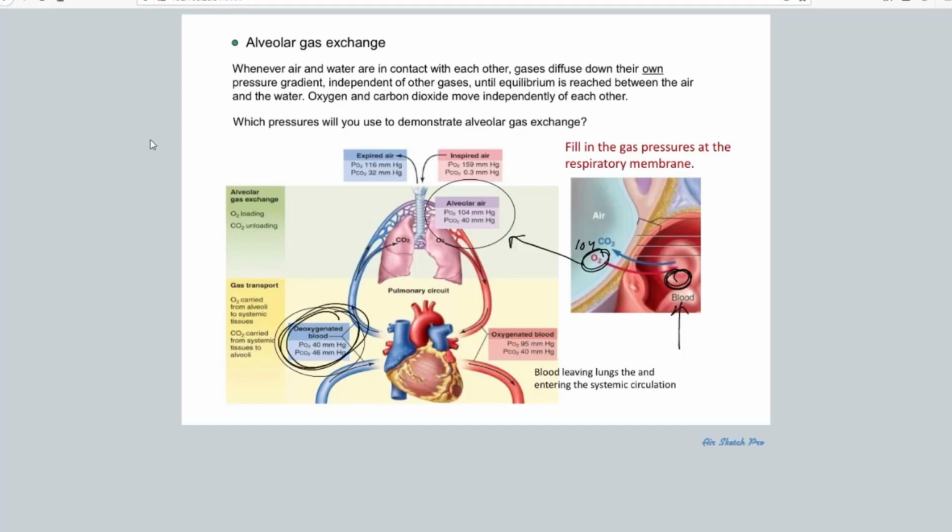This is the deoxygenated blood that returns to the right side of the heart. The ventricle contracts, sends it up the pulmonary arteries and into the pulmonary capillaries, where gas exchange is going to occur. So what kind of value do we have for oxygen? We have a value of 40. So which way is oxygen going to move? Oxygen is going to move from an area of higher pressure to lower pressure, which means it's going to move from the alveoli into the capillaries. What about carbon dioxide? What's the pressure of carbon dioxide in the pulmonary capillaries? That's 46. And what about in the alveoli?